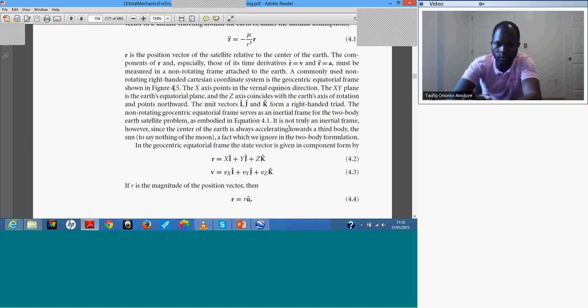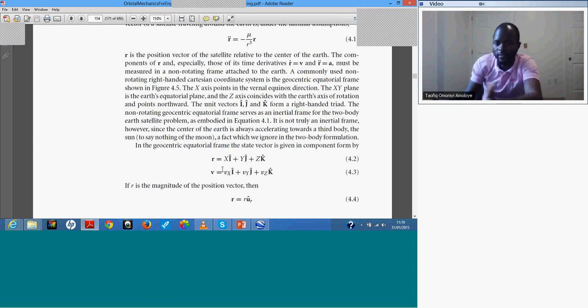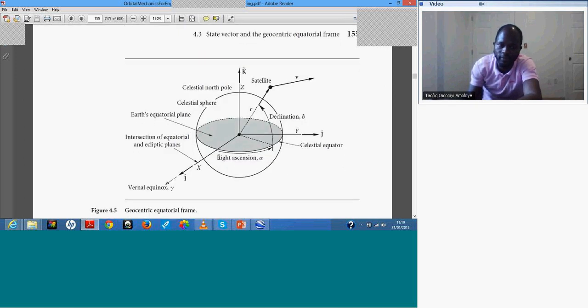In the geocentric equatorial frame, the vector is given in component form by R equals xI plus yJ plus zK. That is R. If something is positioned there, the position is R, and it will have components in the x direction, the y direction, and the z direction. That's xI, yJ, zK. And the velocity is just the differential of the position vector, so Vx, Vy, Vz are the components of velocity in the x, y and z directions.